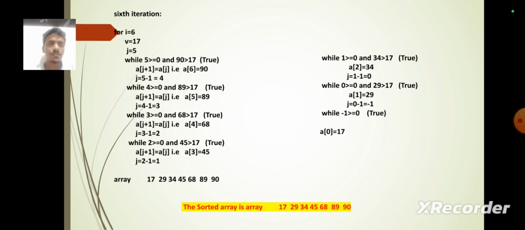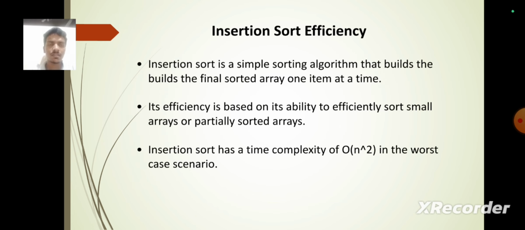j equals 1 minus 1 equals 0, while 0 is greater than or equal to 0 and 29 is greater than 17. The statement is true, a of 1 equals 29. j equals 0 minus 1 equals minus 1, while minus 1 is greater than or equal to 0. The statement is false, then a of 0 equals 17.